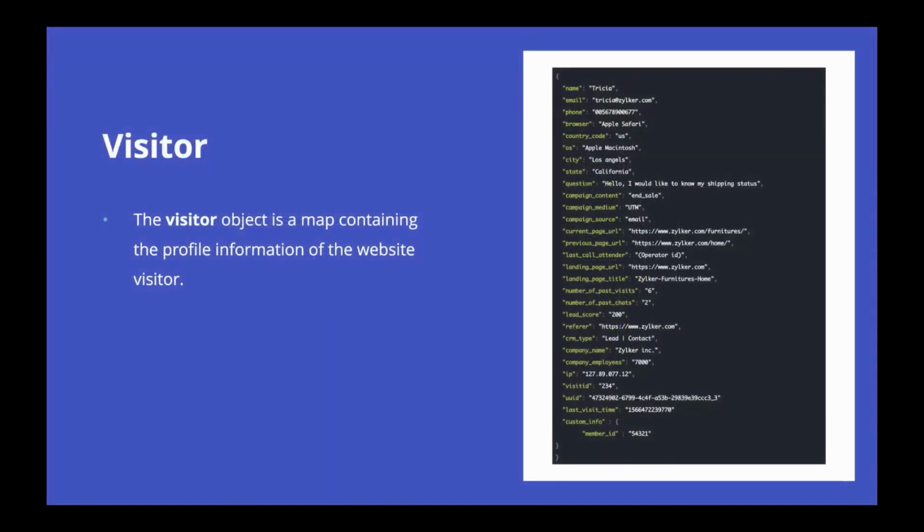Then comes the visitor object that contains all of the profile information of the website visitor. Using this, you can get details like their name, email, phone, browser, IP address of the visitor, etc.